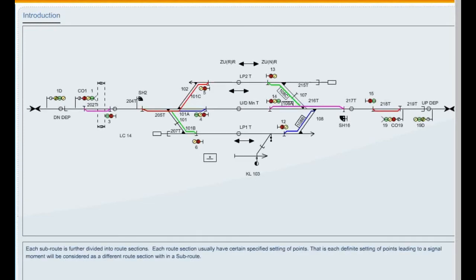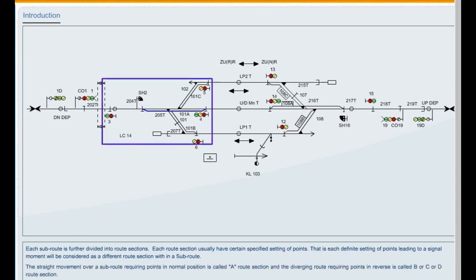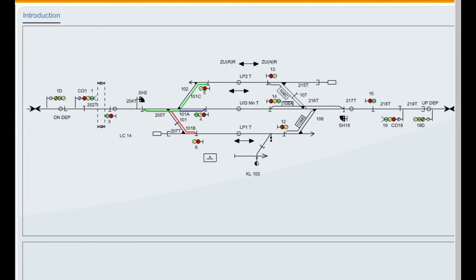Each subroute is further divided into route sections. Each route section usually has a certain specified setting of points. That is, each definite setting of points leading to a signal movement will be considered as a different route section within a subroute. The straight movement over a subroute requiring points in normal position is called the A route section, and the diverging route requiring points in reverse is called the B or C or D route section. A subroute can have one route section or more route sections.